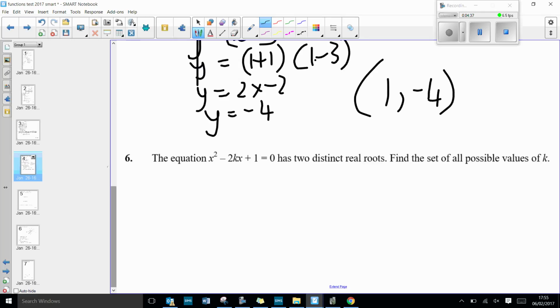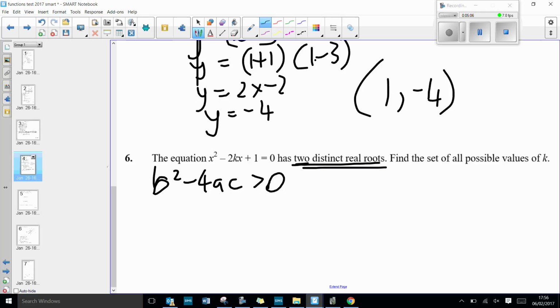The equation has 2 distinct real roots. So because we're talking about distinct real roots, we're looking at the discriminant. The discriminant is given by b squared minus 4ac. And for 2 distinct real roots, that discriminant has to be greater than 0. No, it cannot equal 0 because there's 2 different real roots. If it just said real roots, then it could be equal to 0.